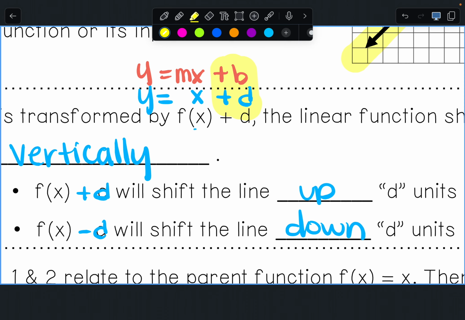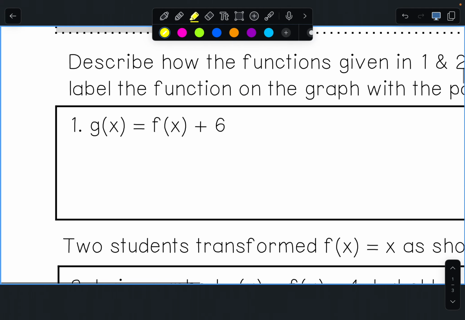So for numbers 1 and 2, they want you to describe how the functions of numbers 1 and 2 relate to the parent function. Compare it to the parent function. Then we're not going to graph it, okay?